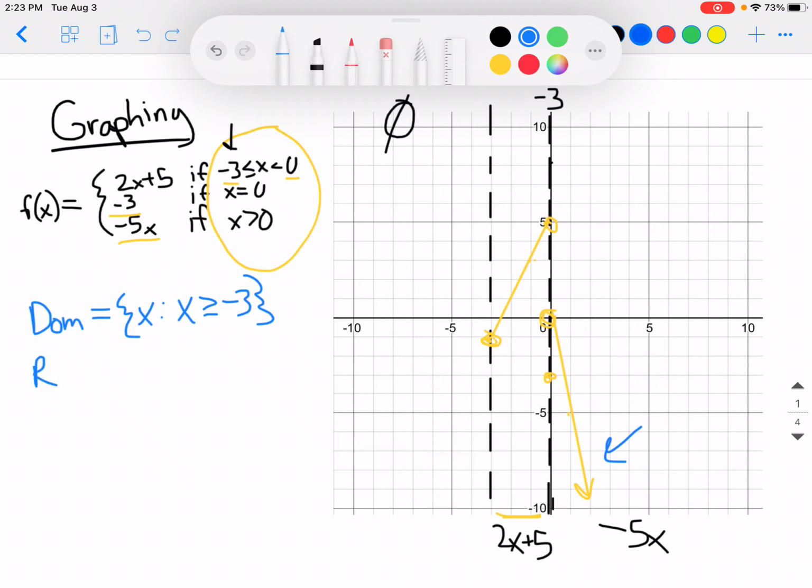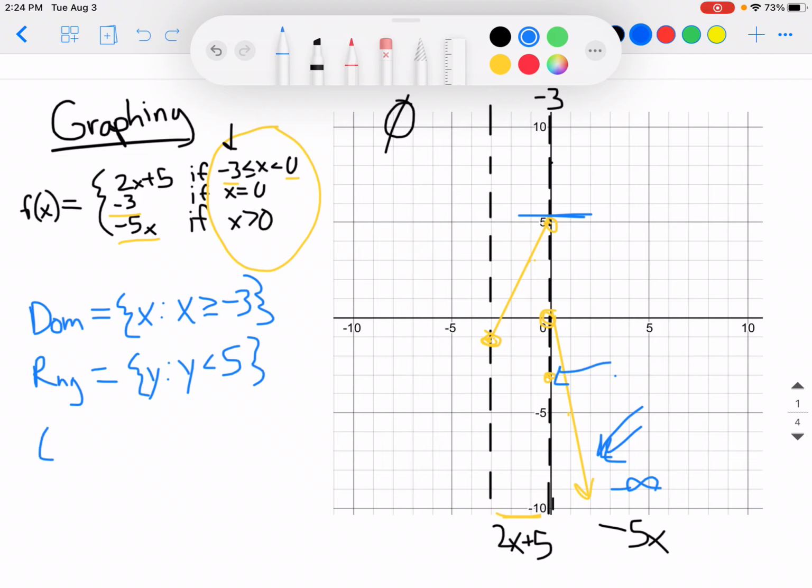The range, let's take a look at what's going on here. So the range is going to be equal to our y values. So we'll use y. And then our range goes up to 5. So again, this graph is going to continue to go down forever to -infinity, but it's topped out right there. So we're going to say y is less than 5. We're not going to say less than or equal to 5 because it doesn't actually get to 5. It gets close to 5.